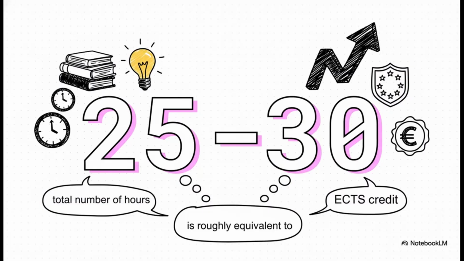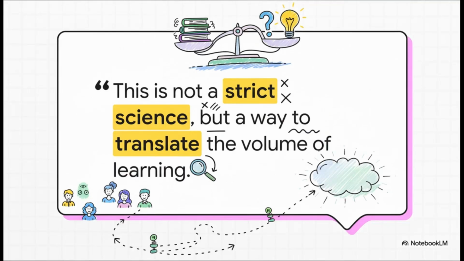Now, you might be wondering, why bother with a number at all? Well, it helps us speak a common language. For example, in the European system, there's a general rule of thumb that about 25 to 30 hours of total learner workload is roughly the same as one ECTS credit. It's just a way to make the effort transparent. But, and I really want to emphasize this, it is a tool for being clear and open. It is not an exact science. So please don't get stressed about hitting a perfect number. The goal is just to give an honest, realistic estimate so everyone knows what to expect.